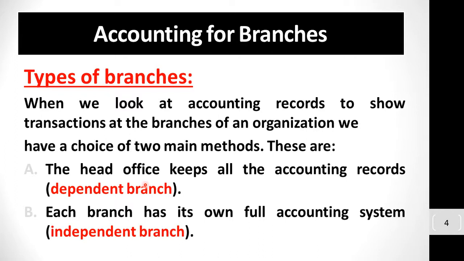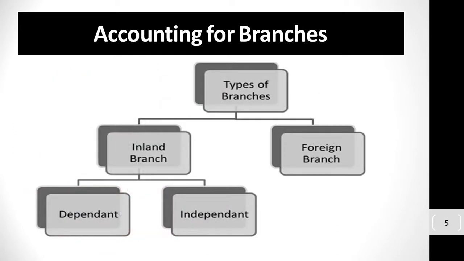But if the branch is separated and has its own full accounting system, we call it an independent branch. So according to the location, we can divide branches into inland branch and foreign branch. Foreign branch is a branch abroad. Okay, inland is within my own country. And the inland branches are divided into dependent, as we just said, and independent branches.